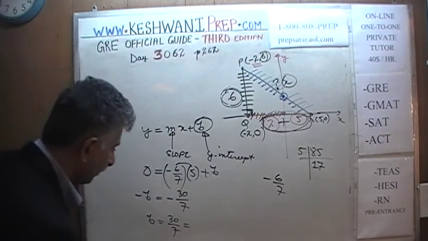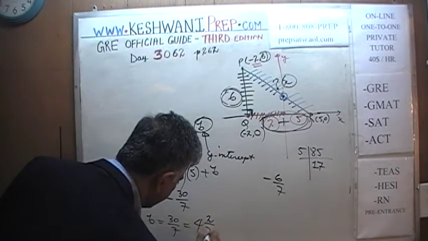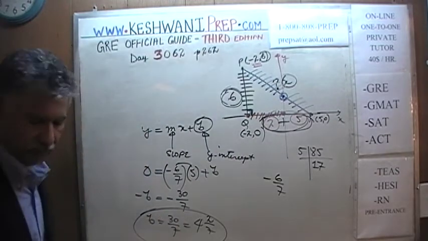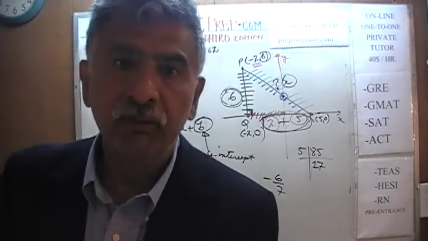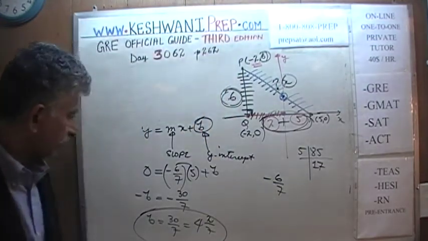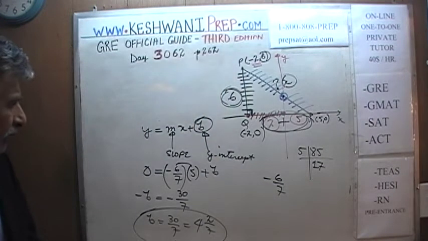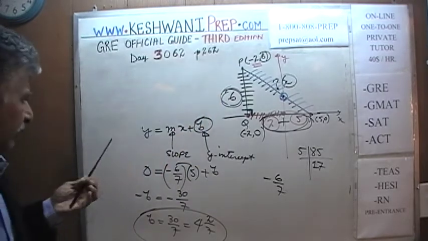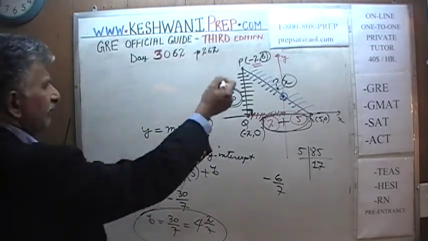30 over 7, or if you like, 4 and 2/7. Because 4 times 7 is 28, and since we're getting 30 over 7, it's 4 and 2/7. And we would have gotten the same answer had we used this point. And we can show it to you. Let's find the same thing using point P.